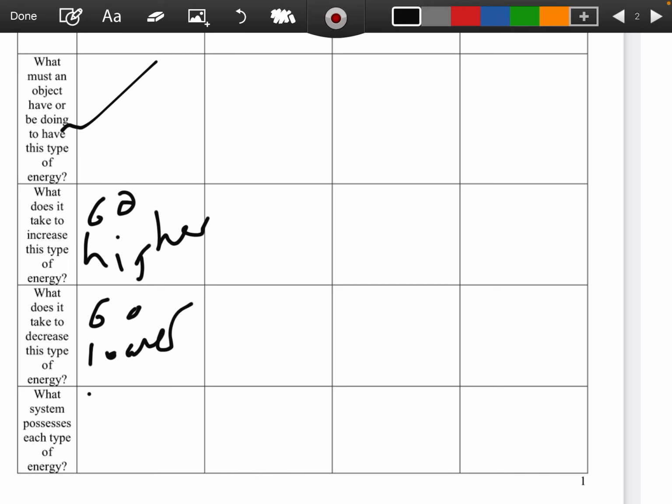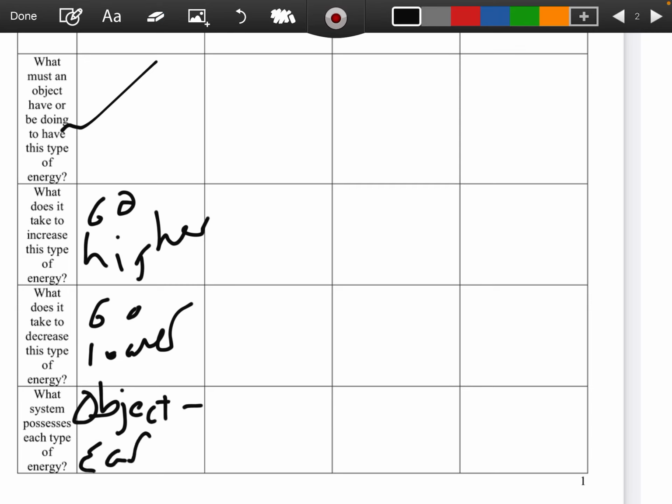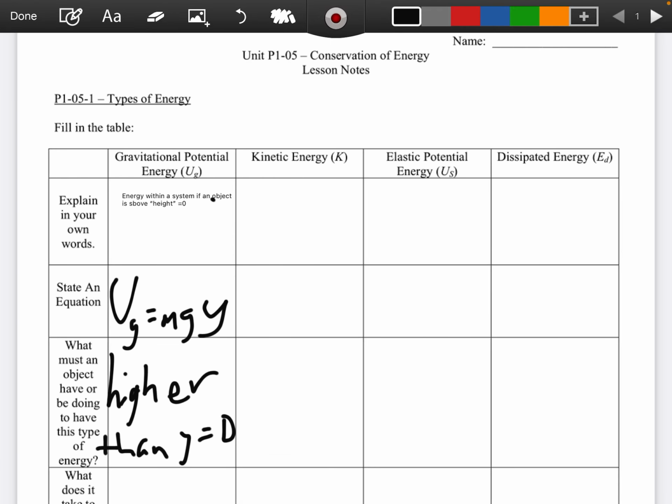What system possesses each type of energy? A system of an object, Earth. Remember, if there is no Earth in your system, then there is no gravitational potential energy because there's not a potential to fall back to anything.